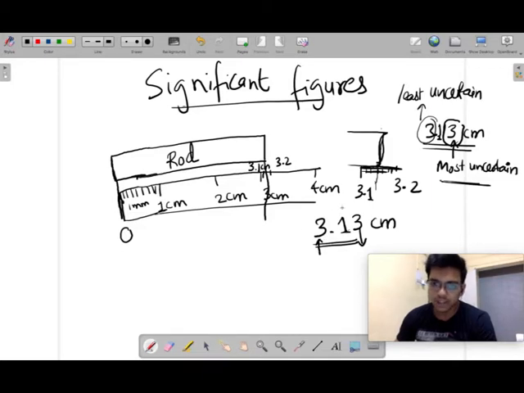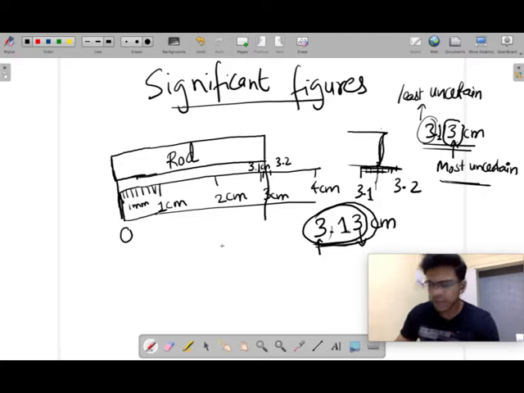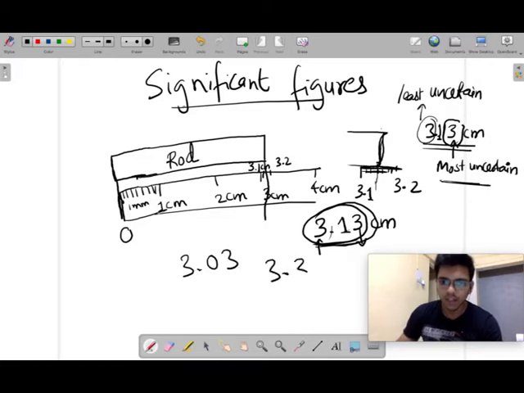So all these digits which are most doubtful as well as least doubtful, and all the digits within that, we consider them to be all significant. So there are 3 significant figures in this number. Okay. Now, when I give any number to you, for example, 3.03, 3.300, we are interested in knowing how many significant figures does this number have.